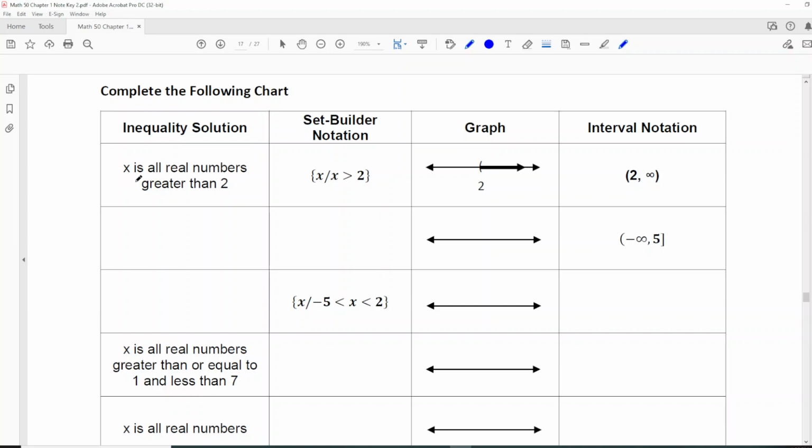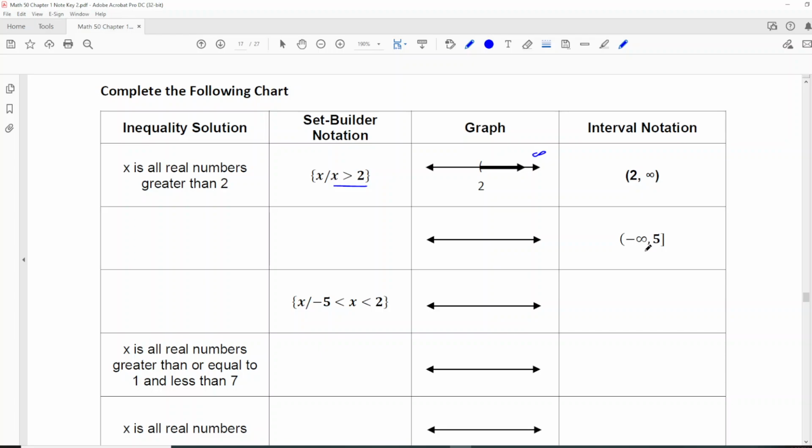So if I wanted to show that x is all real numbers greater than 2, I could show that in set notation, right? x is greater than 2. I could put that on a graph, round bracket on 2 and going with an arrow to the right, going up to infinity. To take that graph into interval notation, I take the round bracket on the 2 and then I show that it goes up to positive infinity.